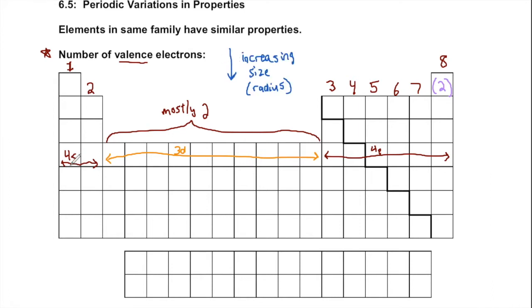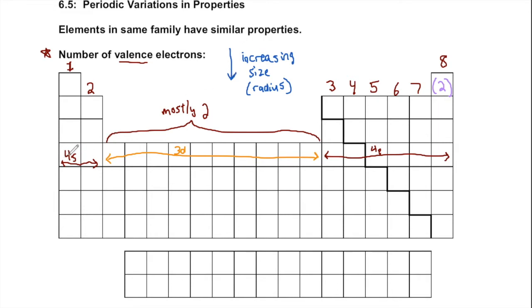Going down the periodic table, this 4th period is filling the 4th shell, then the 5th shell, then the 6th shell. So as you go down the periodic table, you have increasing size, sometimes referred to as the radius of the atom or ion. We have the increasing size going down the table.